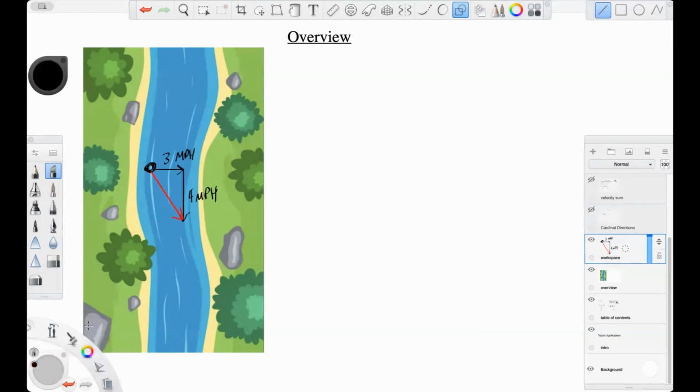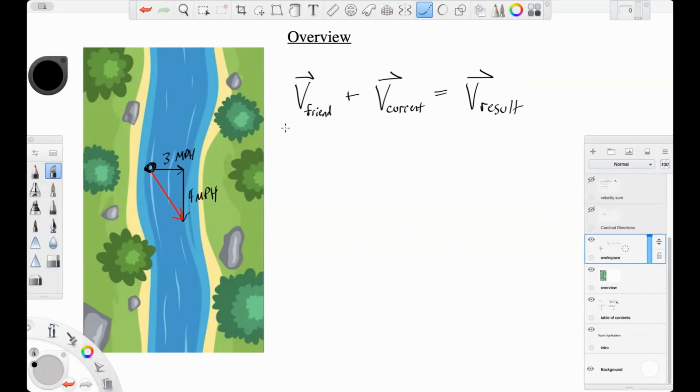All right, cool. If we wanted to quantify what's happening here, we could say that the velocity that your friend is paddling, I'll just call this V friend, plus the velocity of the current of the river is going to equal the result that we see. In other words, velocity of your friend plus the velocity of the current equals the overall result that we see. And then we could quantify each of these if we go back to breaking them down into their I and J components.